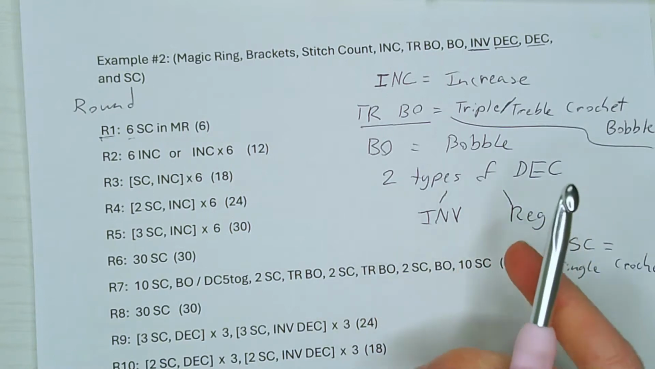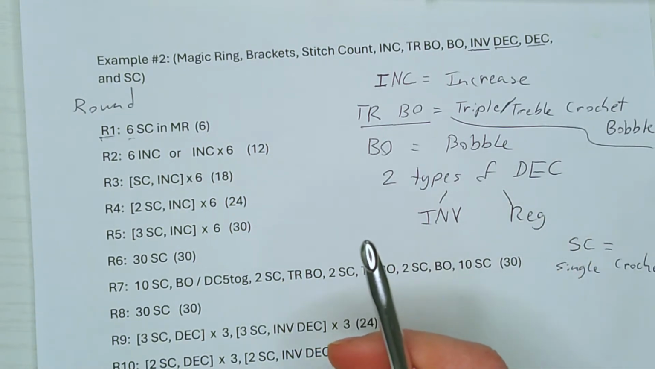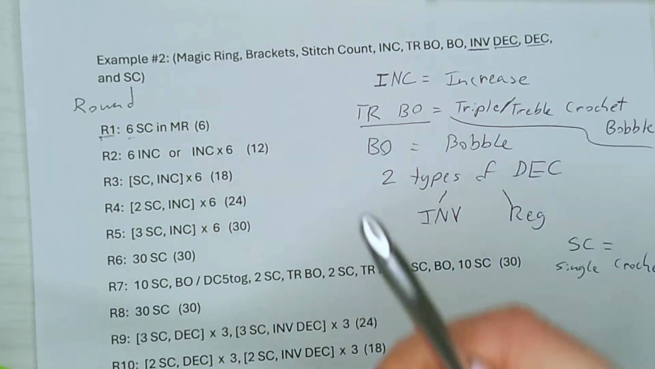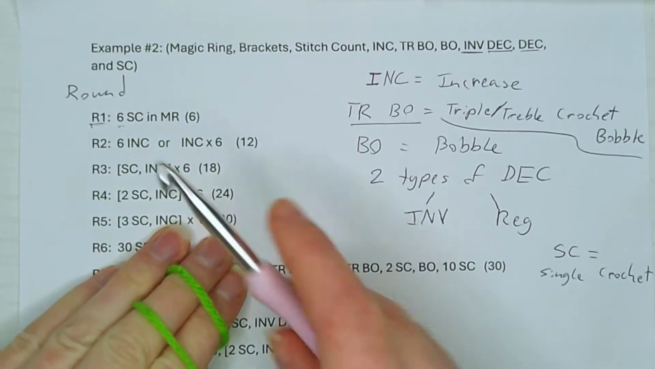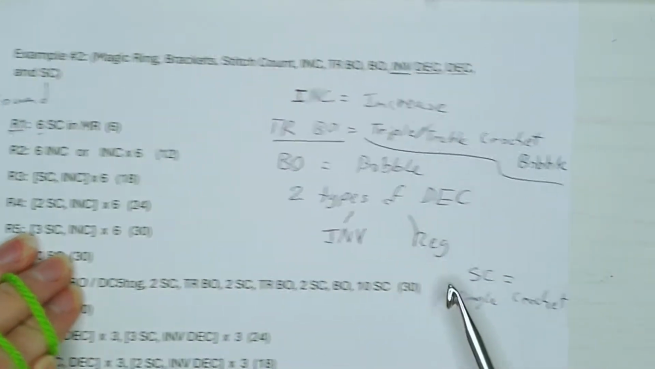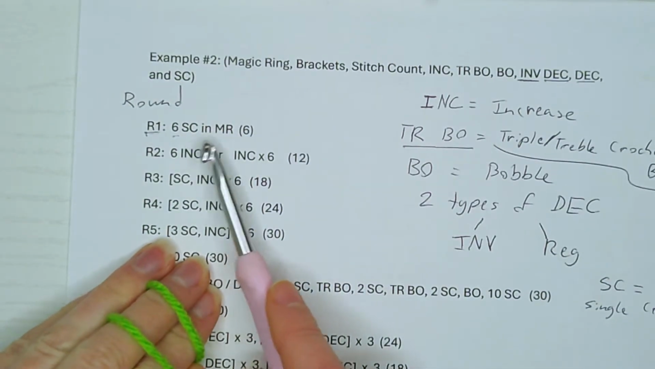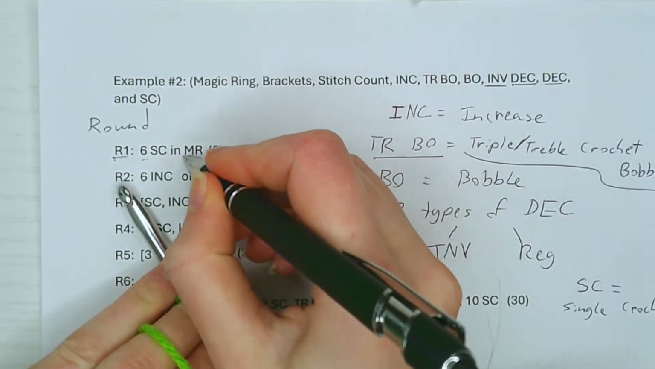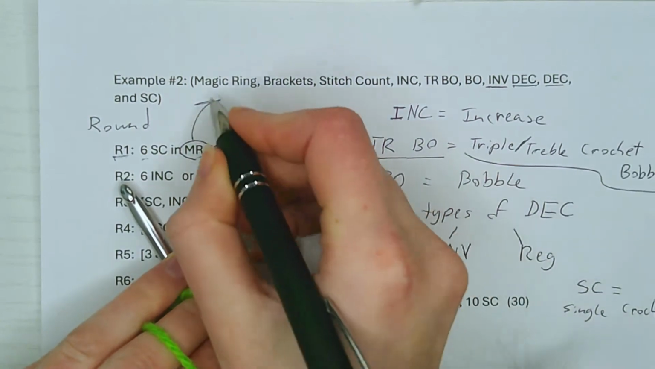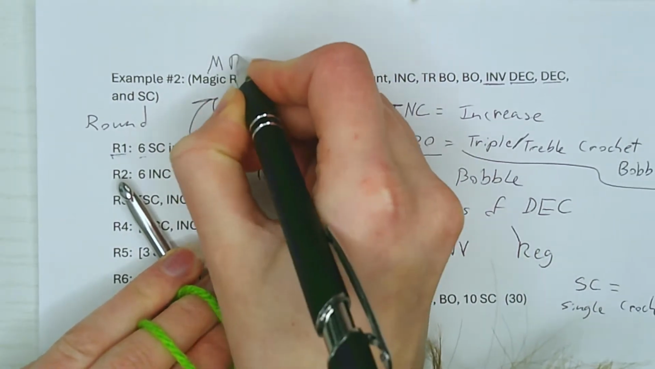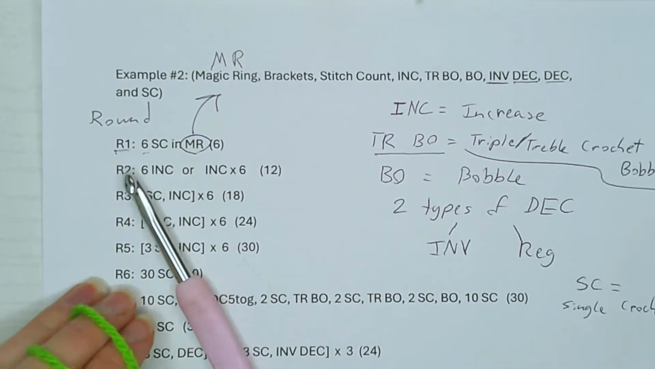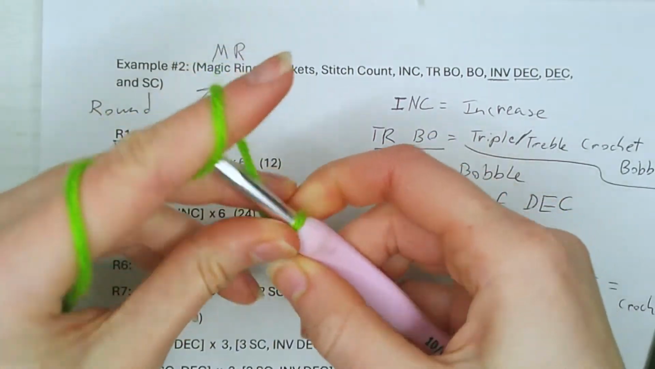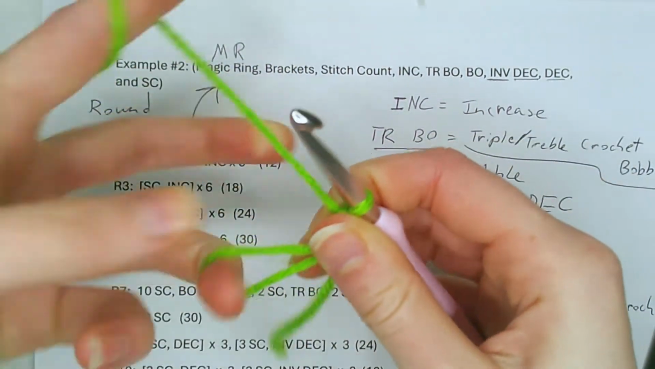So we're going to get our hook, and then we're going to get our yarn. Alright, so we're going to make, so it says 6 single crochets, so SC stands for single crochets, and MR just stands for magic ring, so that's the same as just saying MR. So it says 6 single crochets in magic ring. So we're going to make the magic ring, and I do have a video on that. So if you want to watch it, it will be in the beginning of my series.